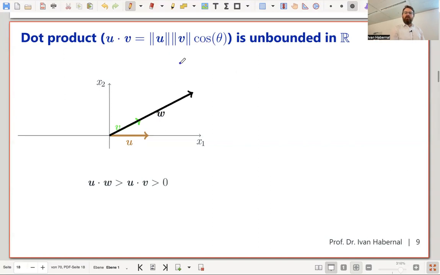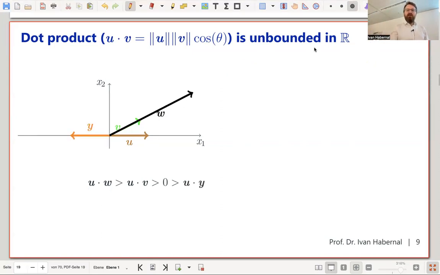Now we have another vector which is pointing in the same direction as v, but it's just larger. Well, the dot product also becomes larger, right? Because the dot product takes the length of the vectors into account. So these two vectors, u and w, their product will be larger than for the smaller vectors, which means the larger we get, the bigger it gets, and basically it's unbounded, going almost to plus infinity. So the dot product could be anything on the positive side.